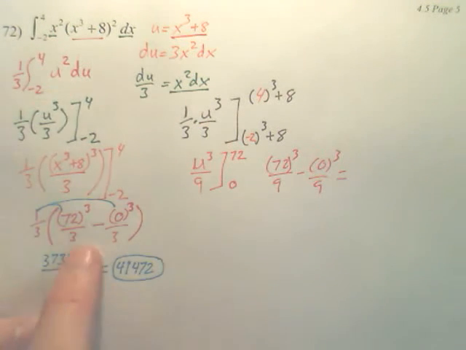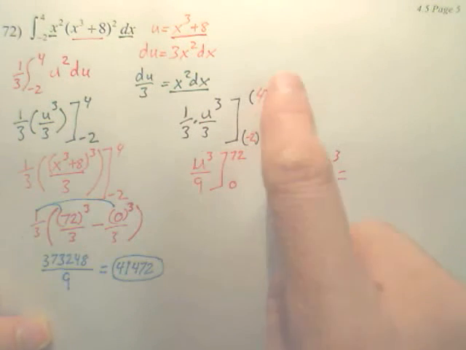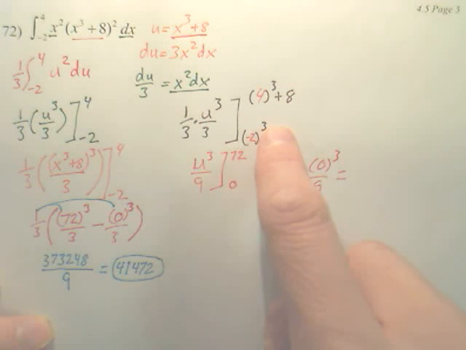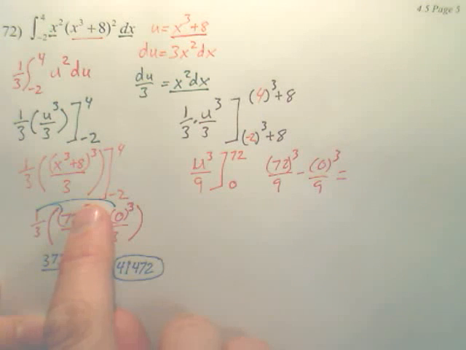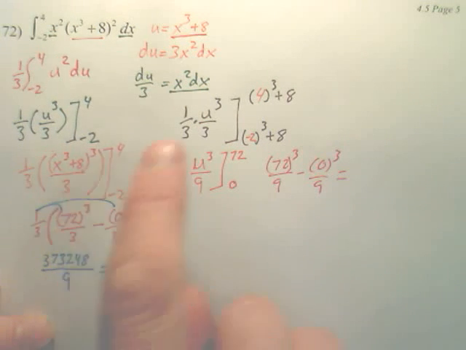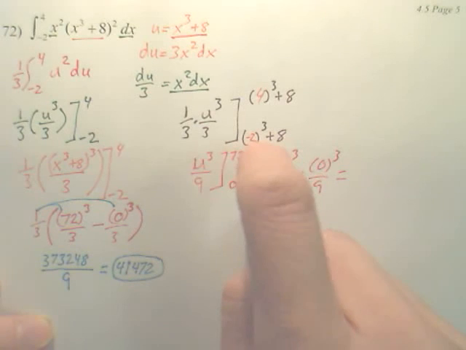So, you might want to do it this way. You might want to just keep it in u's, change the interval so it's in terms of u. It doesn't matter which way you do it, just make sure you know how to do both for the AP test. Especially this one. Make sure for the AP test you know how to do this, because you'll be forced to do this somewhere on the test probably.